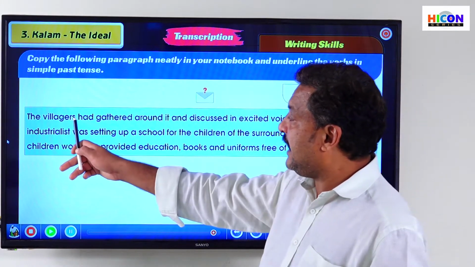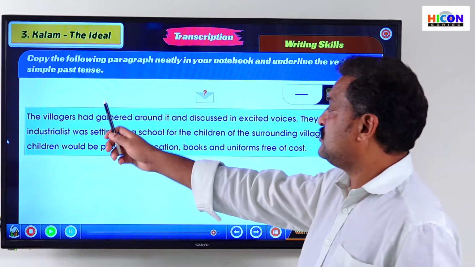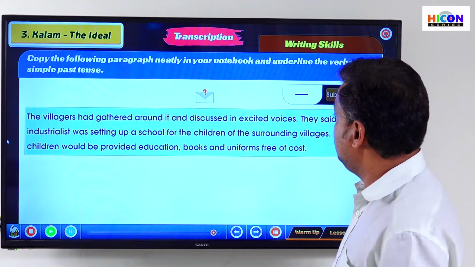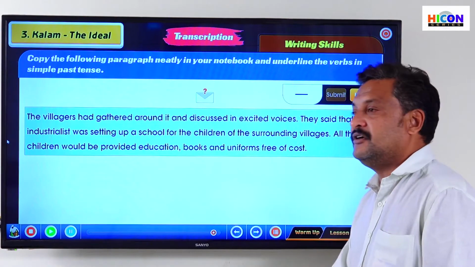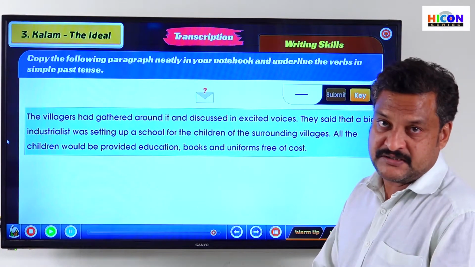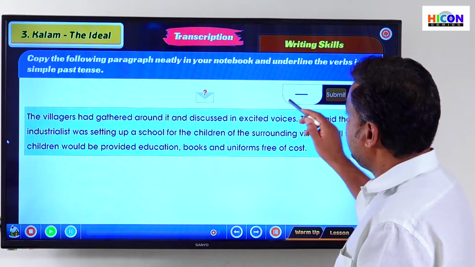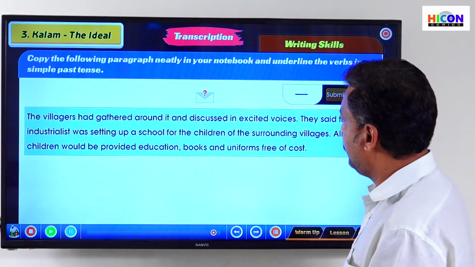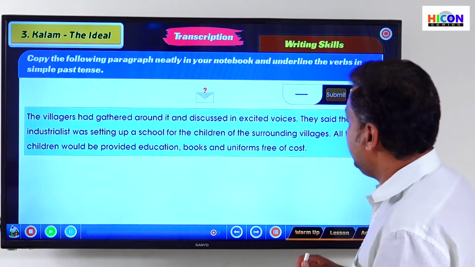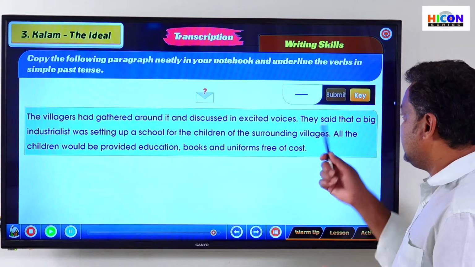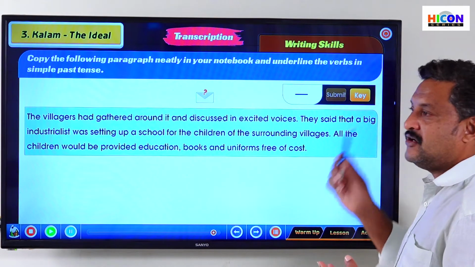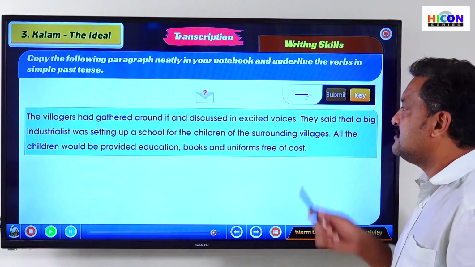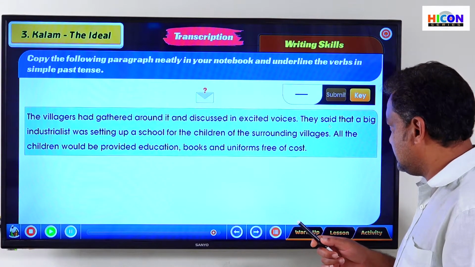The villagers had gathered. So this is not a simple past tense because we have a 'had' there. And discussed. Discussed is a verb in the simple past tense. Okay, so we will drag and drop a line here under discussed. In excited voices, they said that. Said is also a verb, and that also is in the simple past tense.